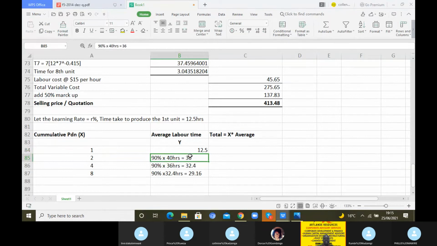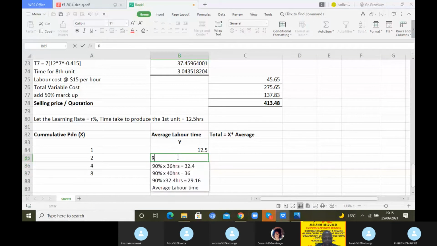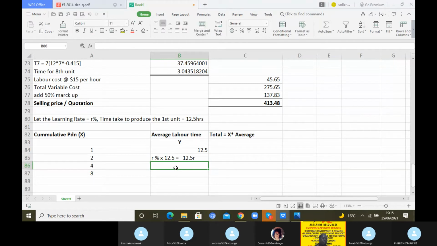Now, the learning rate is R. We are not given it. Here we said 90% of the first time, but instead of saying 90%, we don't have the rate, so it is R percent times 12.5. So it equals 12.5 R. You get that? That's 12.5 R because we don't know what R is.